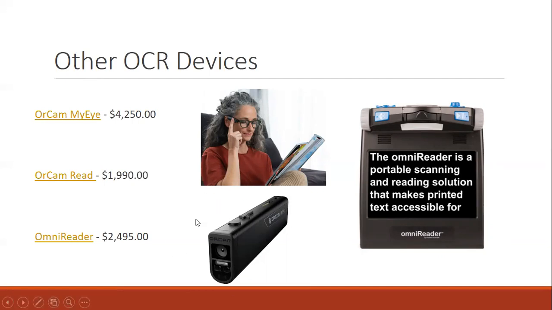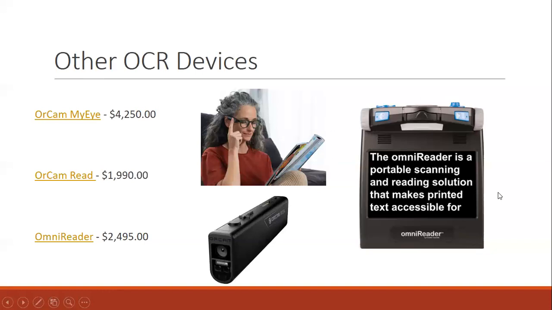Down here is the OrCam Read. So up here is the My Eye. Down here is the Read, and that is a similar device as a My Eye. That's more of a handheld device, and that does the same thing. It's able to take a picture of a document or a piece of text, a book, or maybe a prescription pill bottle or something like that. It can take a photograph of it and then read it out loud to you.